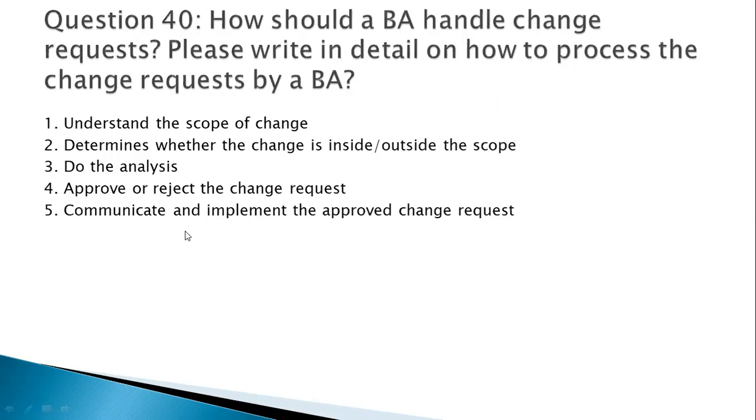Okay. Now we'll do the analysis. What analysis? Remember, the BA does three analyses: feasibility study again, impact analysis, and effort estimation. We'll do the analysis. This data we will send to the CCB. Then they will approve or reject the change request. Then it would be communicated back. So here, in order to answer this question, I will say first understand the scope. I will write what the change is.